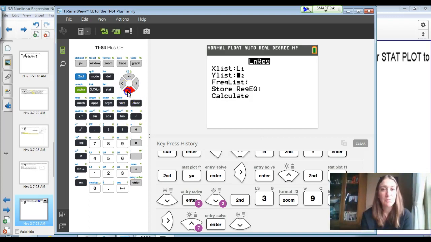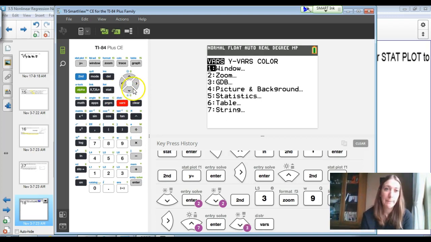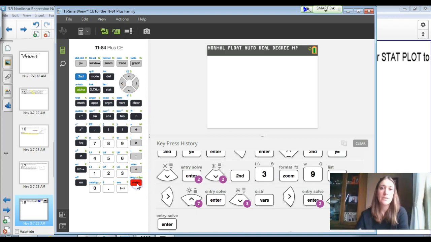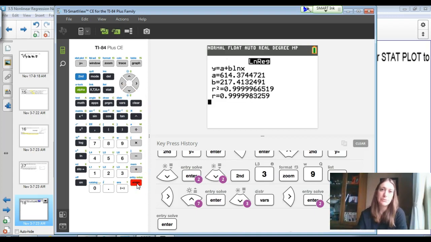And this time I will be storing my equation into y1. And then let's do this. It's going to give you the general formula for a logarithmic regression equation. It's going to give you the values for a and b, and look at that correlation coefficient, 0.999999. So that was a super good fit.